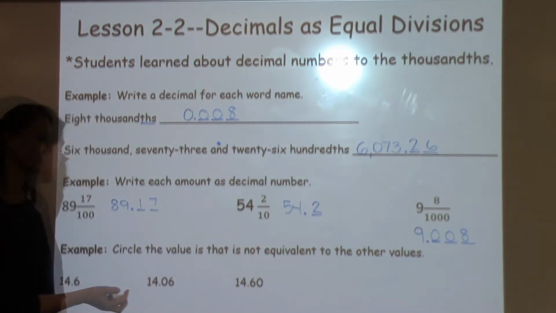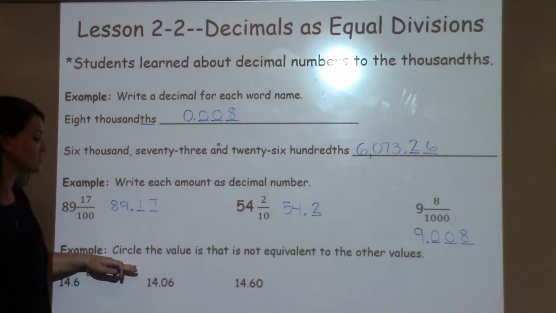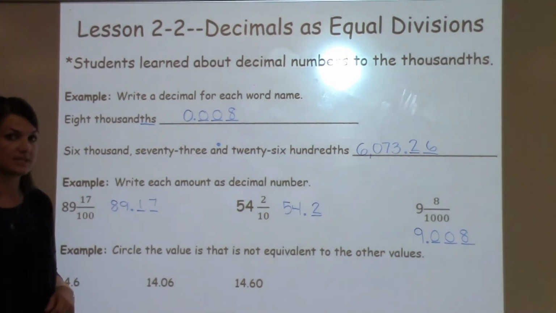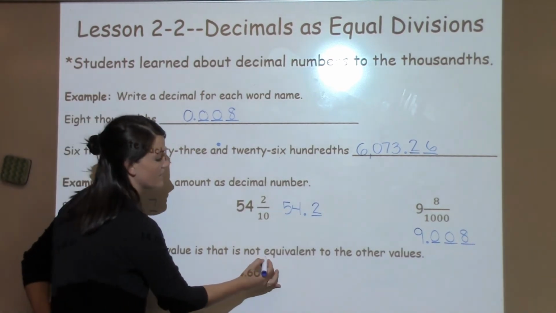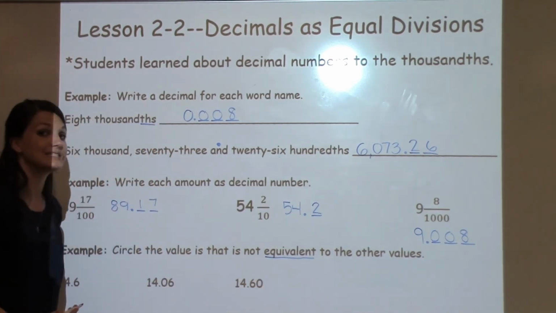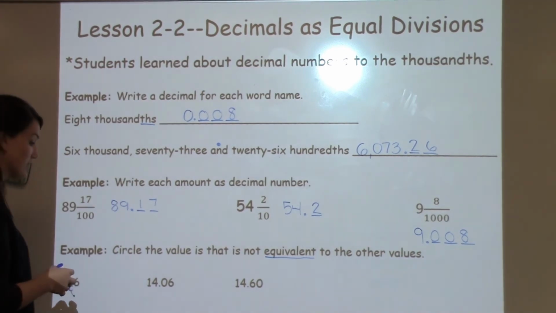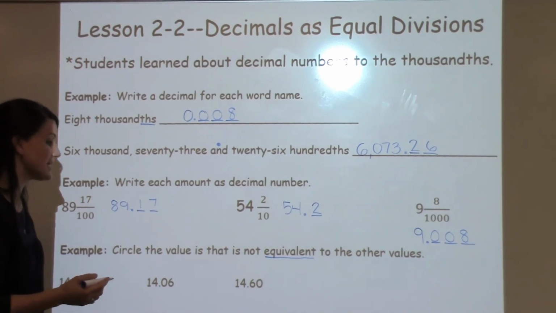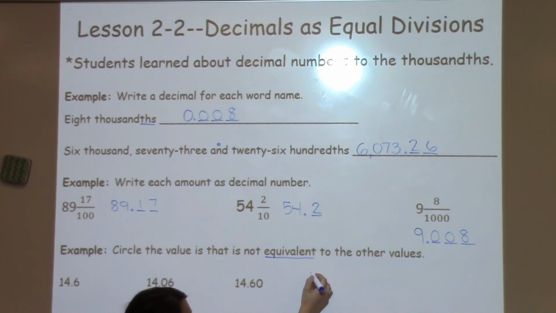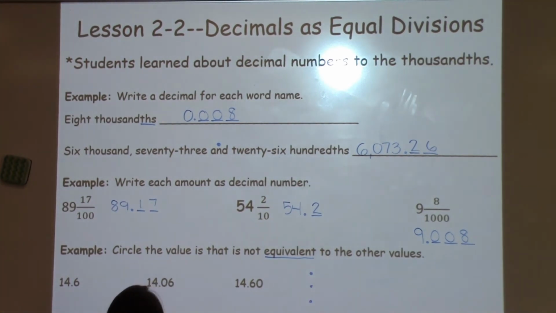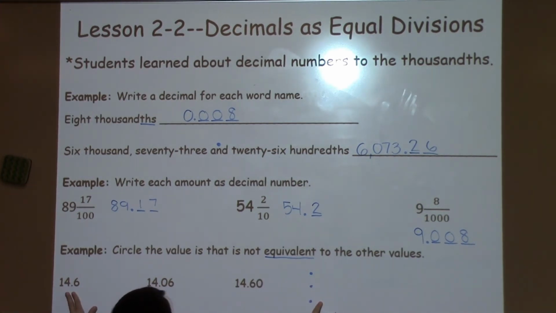Our next example says to circle the value that is not equivalent to the other values. The word equivalent we learned in Unit 1 means equal. So I'm looking for the value that is not equal to the others. A good strategy to do this with decimals is to draw all of your decimal points in a line. I have 3 decimals, so I have 3 decimal points. Now I'm going to copy over my numbers.